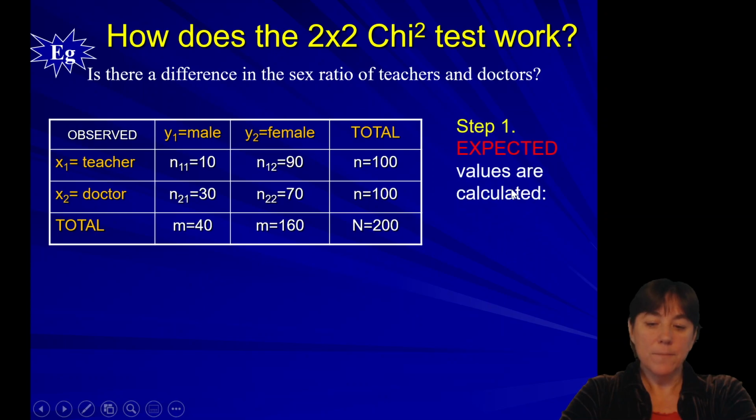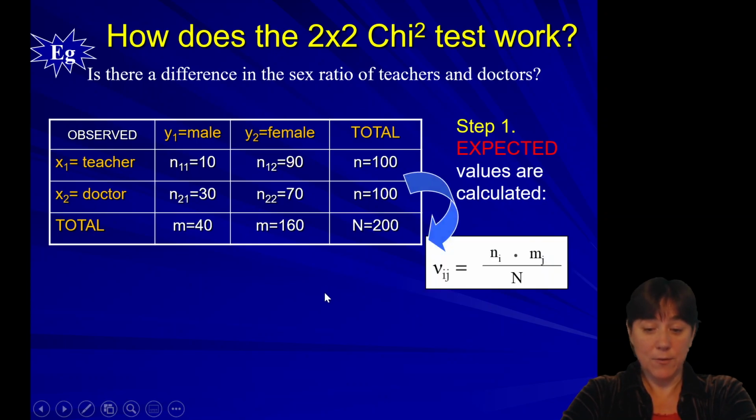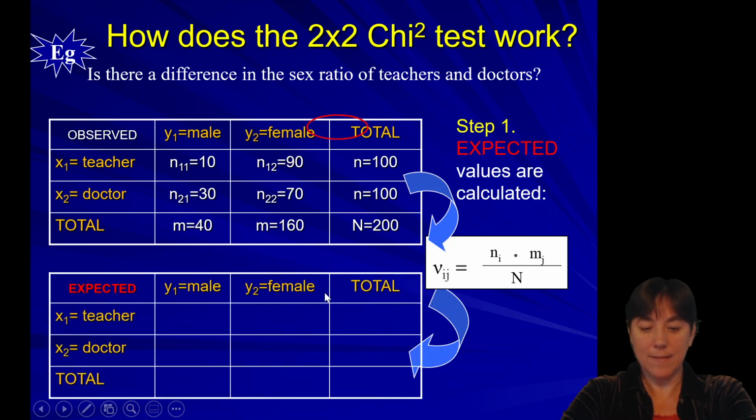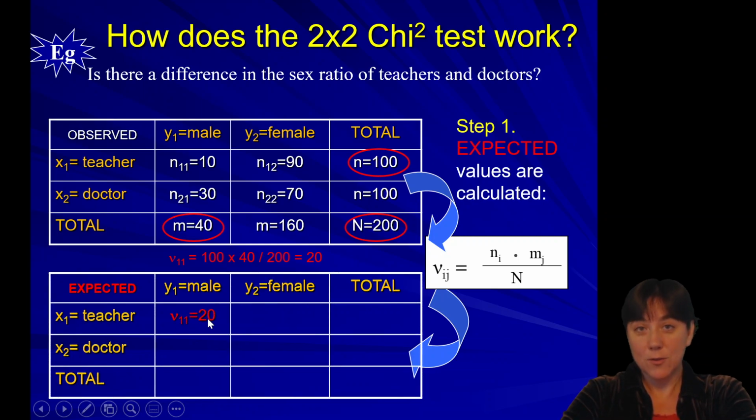So here, step 1 is to calculate the expected values. Similarly to the previous example, we simply distribute these evenly, because that's what the null hypothesis dictates. If we have 100 as a number of elements for total, and here we have 40, we simply multiply these and divide by the total number of elements, the 200. So 100 times 40 divided by 200 will be 20. And we call this N11 and Nu11 for male teachers.